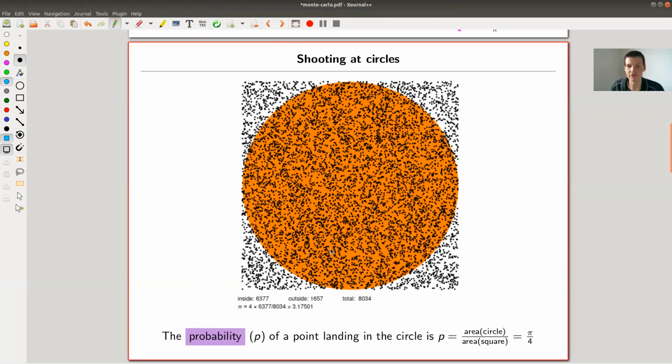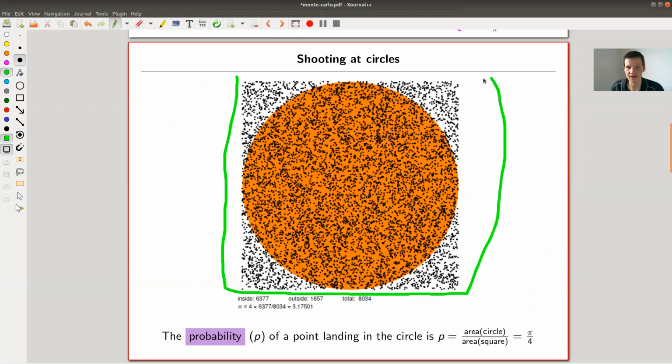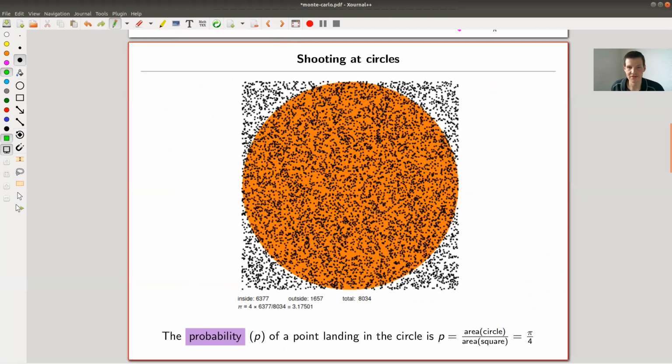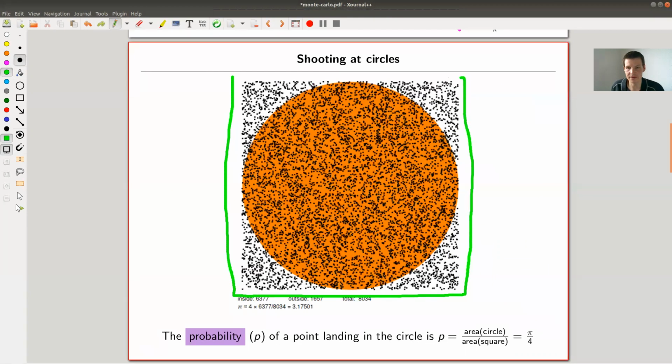We have a circle here, as you can see, and the circle lives in a rectangle. My rectangle is the outside thing. This was a really bad rectangle. So my rectangle is this outside thing here.